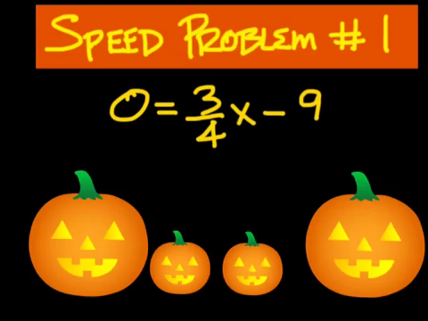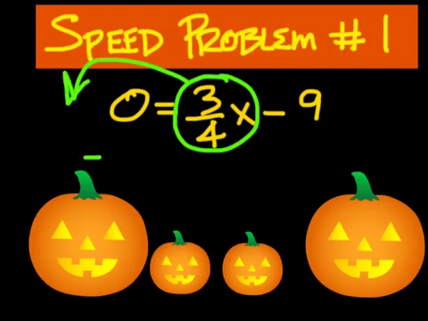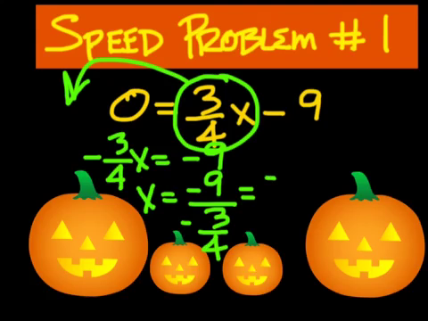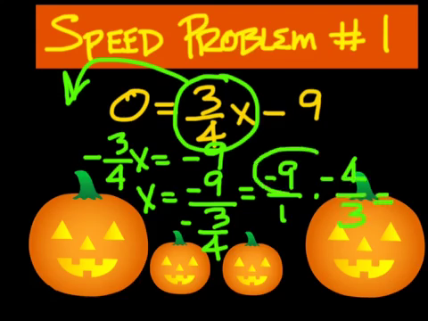Here's the solution to the problem. Start by moving this to the left-hand side and change it to a negative. You now have to divide negative 9 by negative 3/4. That's the same thing as multiplying negative 9 over 1 by negative 4 over 3. So what's negative 9 times negative 4? 36. 36, and then divide by 3 to get 12.